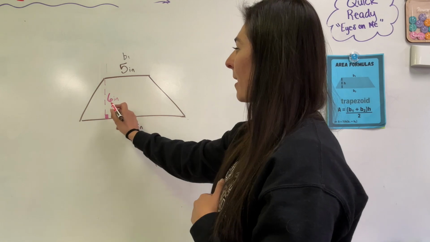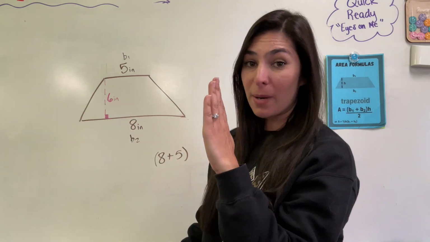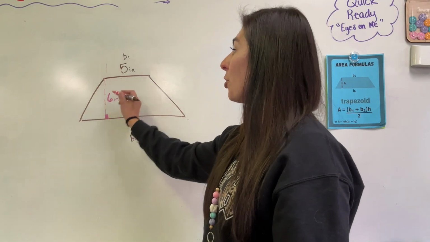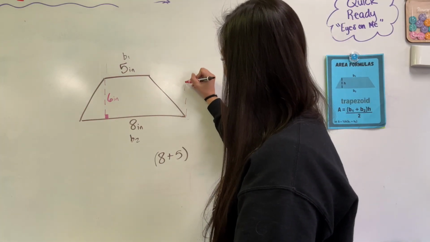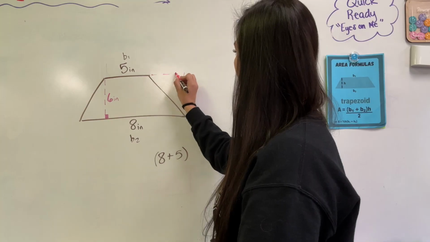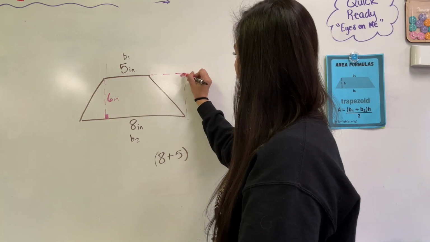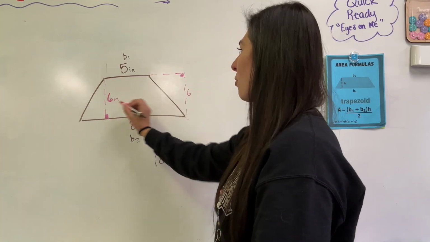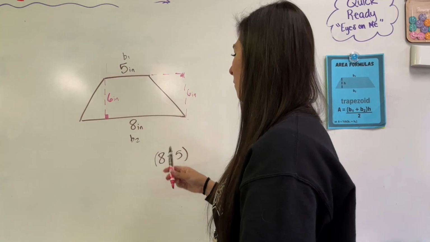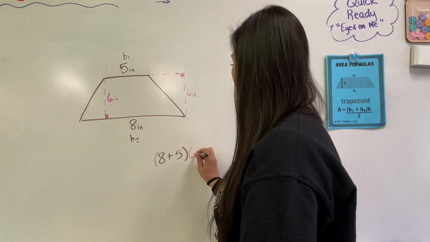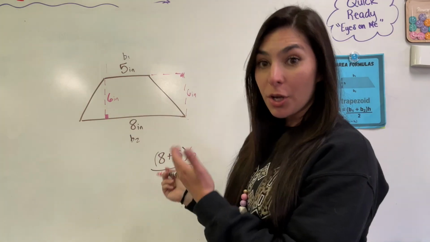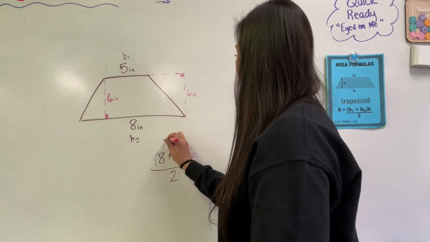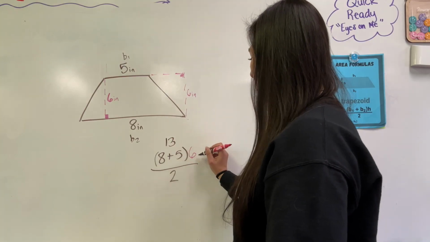Then we're going to multiply that by our height. Remember, our height goes straight up and down. We do not measure the diagonal. So you're going to see it inside the trapezoid, or you might even see it outside the trapezoid, like this. Again, you'll see that right angle square that tells you, and those will be the same. So we're going to multiply that by our 6, and then we need to divide by 2. So what is 8 plus 5? 8 plus 5 is 13, and we're going to multiply that by 6.